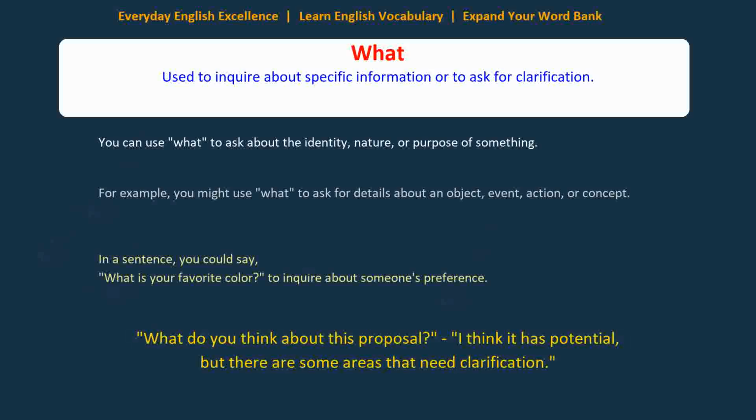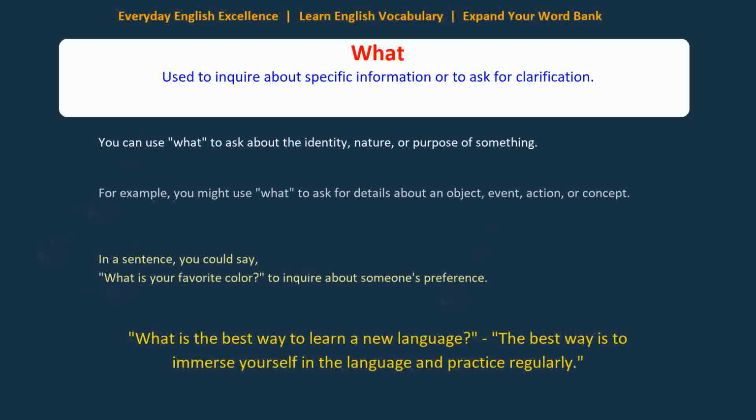What do you think about this proposal? I think it has potential, but there are some areas that need clarification. What is the best way to learn a new language? The best way is to immerse yourself in the language and practice regularly.